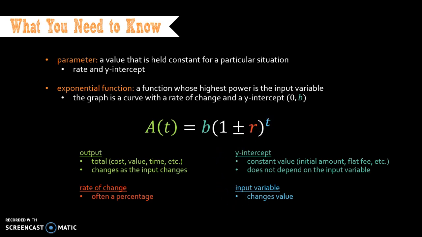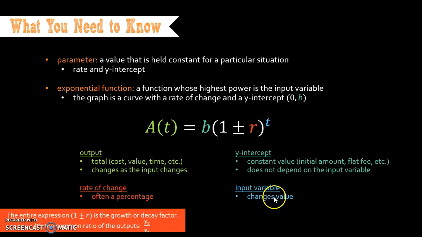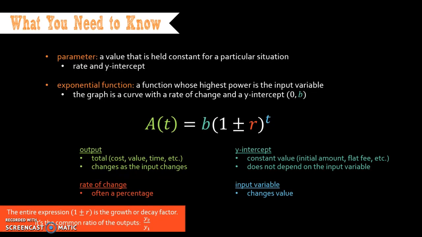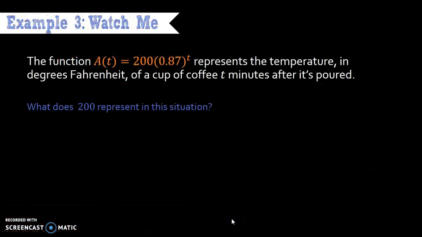Generally, your exponential functions are functions of time, but you may see an example where it's not time. Maybe it's the cost of something or the value of something, but a lot of times the t will stand for time. The entire expression right here in parentheses, just a reminder, the 1 plus or minus r, is called your growth or decay factor, and the way that you find that is by taking a common ratio of the outputs. So you divide your outputs. You take one output, divide by the output that comes before it to figure out how your expression right there is changing.